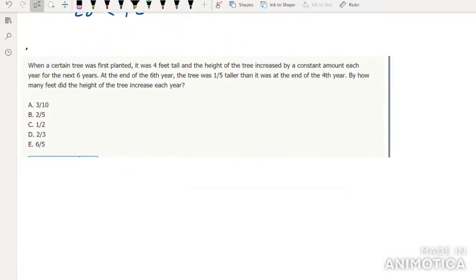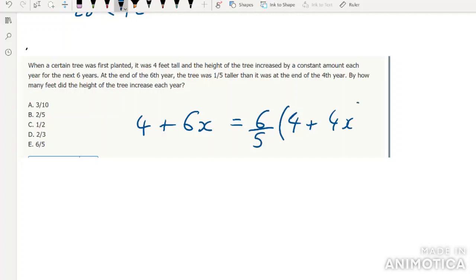When a certain tree was first planted, it was 4 feet tall, and the height increased by a constant amount each year for the next 6 years. So we've got 4 plus 6 lots of however much it grows each year. At the end of the 6th year, it was 1/5 taller than it was at the end of the 4th year. So that's equal to 6 over 5, again just focusing on translation, times how tall it was at the end of the 4th year. Well, that's just going to be 4 plus 4x.